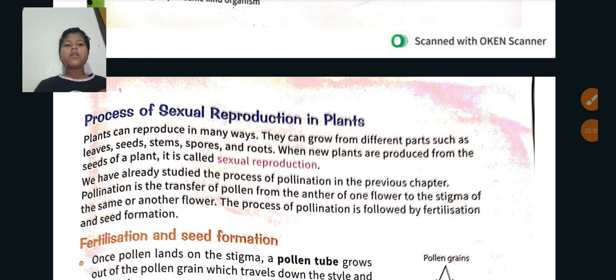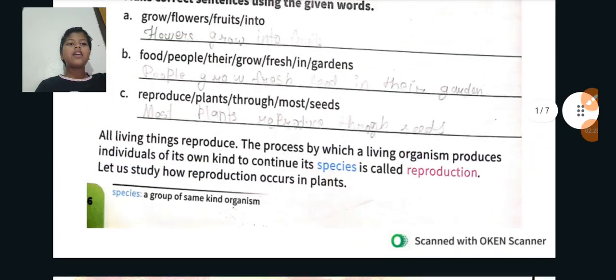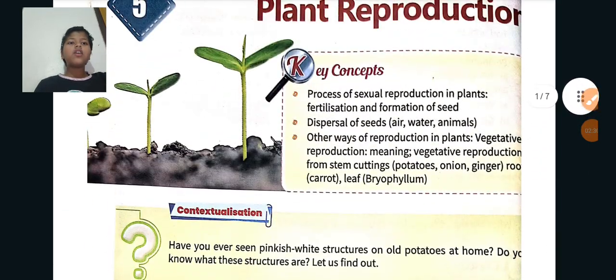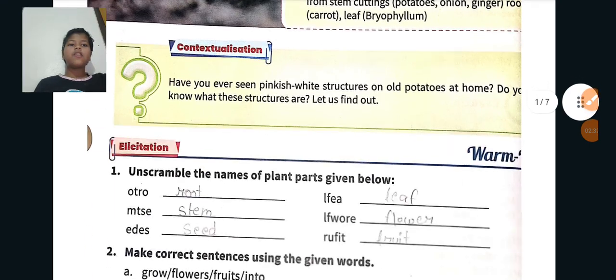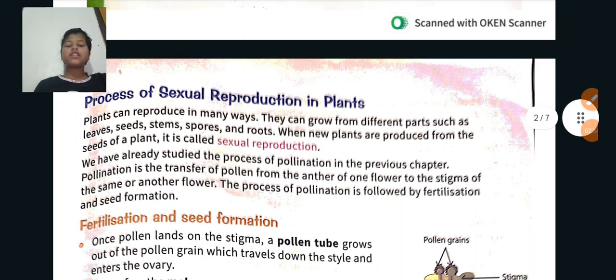First, let us see the process of sexual reproduction in plants, which we are going to study in this chapter. Plants can reproduce in many ways. They can grow from different parts such as leaves, seeds, stems, spores, and roots. When new plants are produced from the seeds of a plant, it is called sexual reproduction.